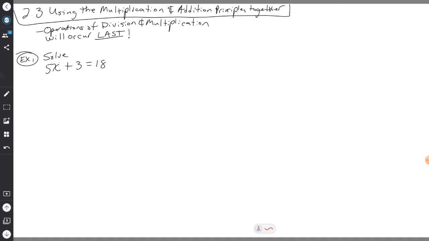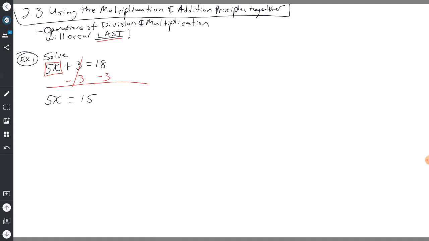And one thing I recommend is just putting a block around your x term, so that way when you keep this in mind, you know that you cannot divide first. Have to do it last. So minus 3 on both sides. And that's going to bring us back to 5x is equal to 15.